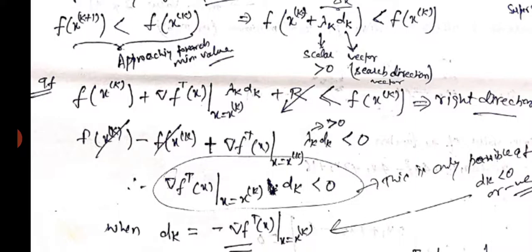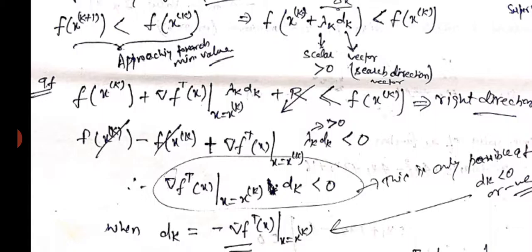So let's say now f(x_k + lambda_k d_k). Now we want to expand this using the Taylor series with respect to x. What do we have to do? The first term is f(x_k), obviously, the second term is the gradient, and the third is the higher order terms.